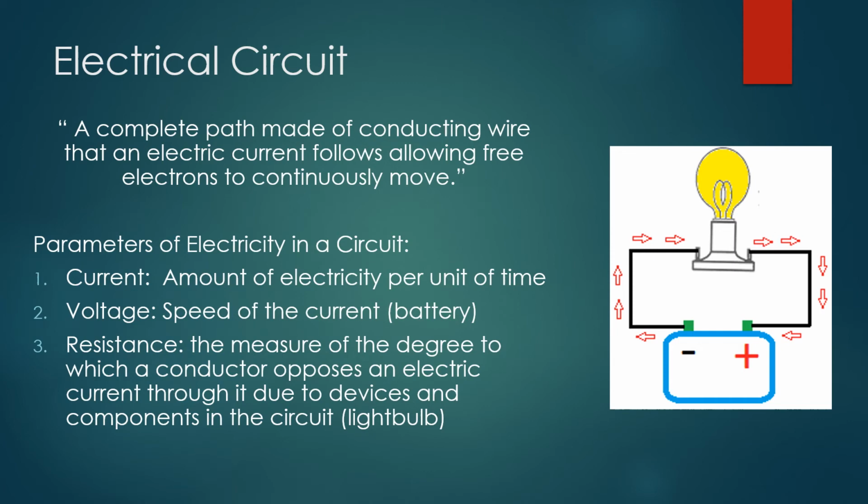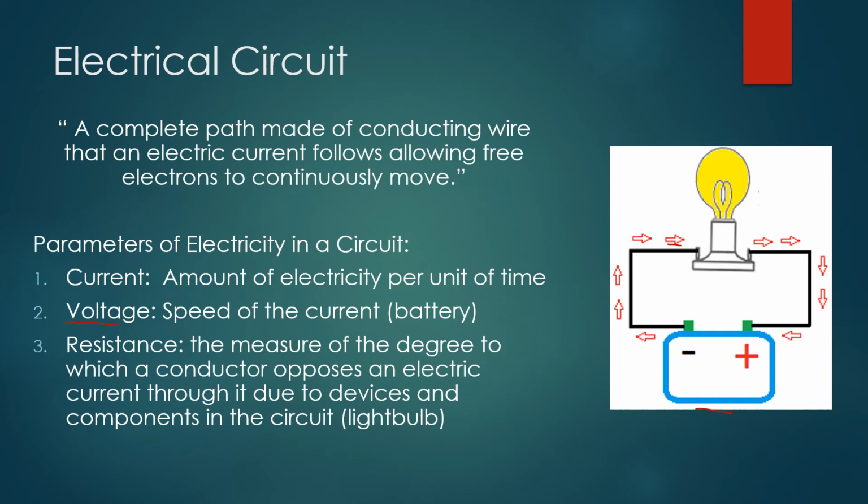Now let's bring this idea of electric current to an electrical circuit. So in an electrical circuit, we're going to have a current running through a conducting wire, and that's the arrows in red in this diagram over here. But to have a complete circuit, we need more than just current, which is the amount of electricity going through. We also need a voltage. Okay, and the voltage is going to be the speed of the current. So in this case, this battery here in blue.